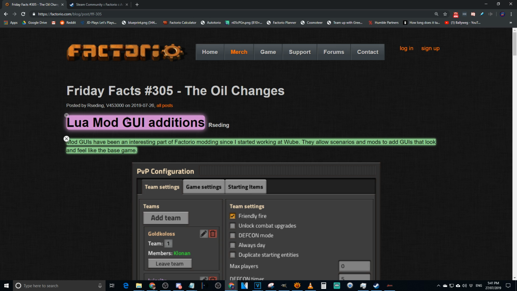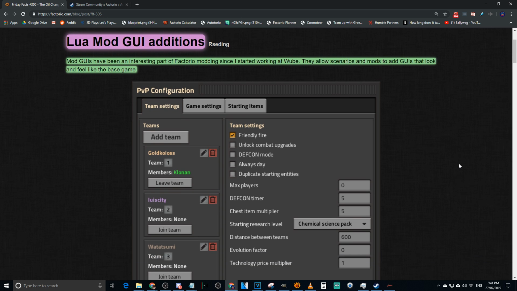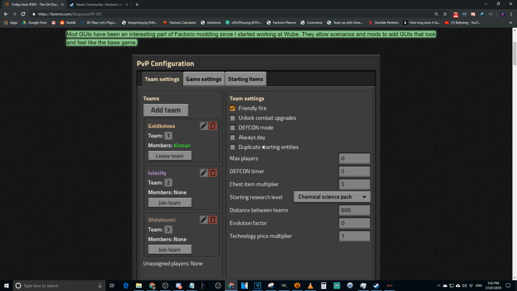So, this is Lua Mod GUI editions. Mod GUIs have been an interesting part of Factorio modding since it started working at Woob. They allow scenarios and mods to add GUIs that look and feel like the base game, which they really do. They did a reasonably good job.